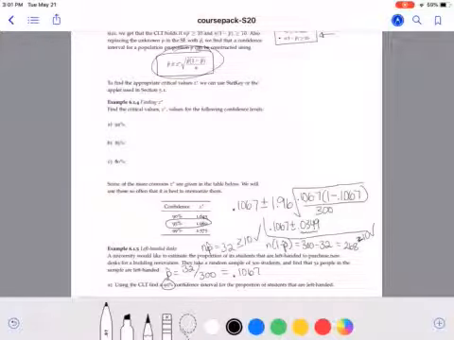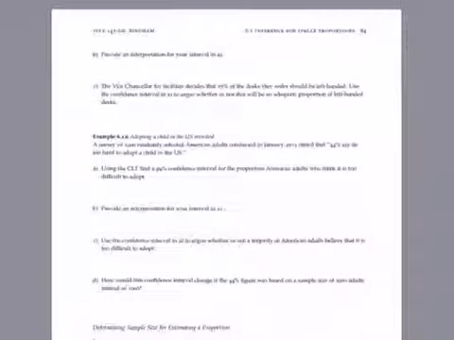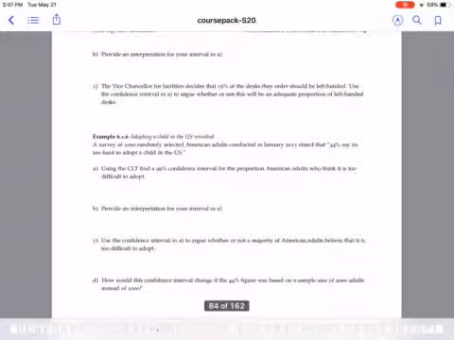When we add and subtract that, then we get 0.0718 to 0.1416. So this is our 95% confidence interval for p, the population proportion of students who are left-handed. On the next page, we are asked then to interpret that and then also asked about a specific value.